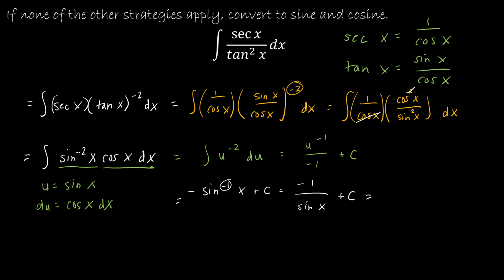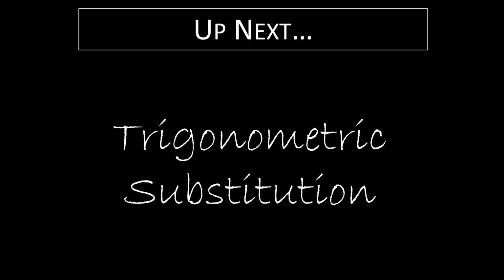And of course, 1 over sine of x can be rewritten as cosecant of x, so negative cosecant of x plus c. And so this is going to be my final simplified answer. If you stuck with me through that whole video, well done. You deserve to go have a snack now because that was a doozy. Coming up next, we're going to take a look at trigonometric substitution.